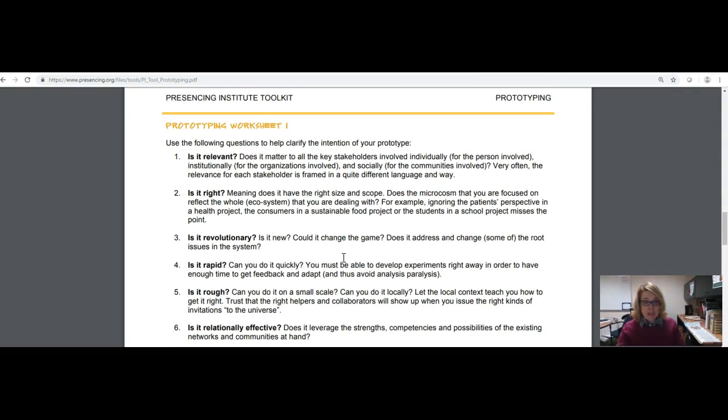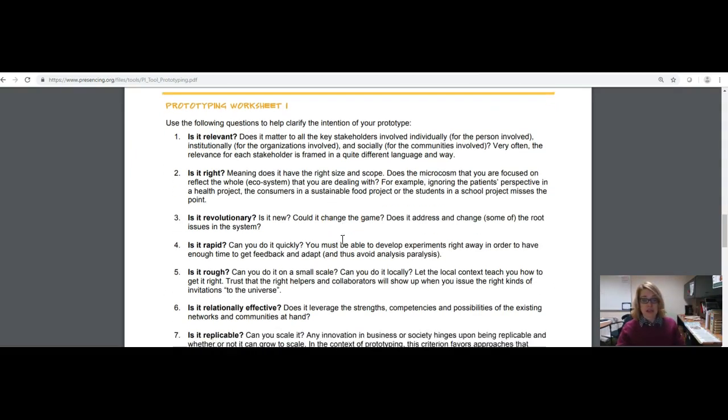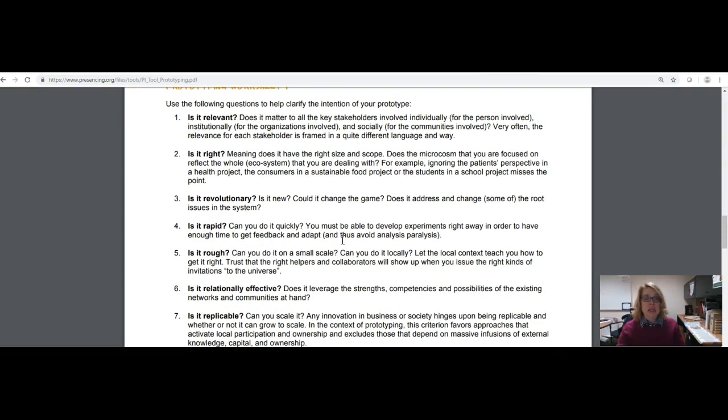But before you fill out the worksheet, I want you to ask yourself these questions and maybe make some notes. I'm not going to go through all of these, but this one I will say is the most important. Number one, is it relevant? Meaning the intention of your prototype. Is what I am trying to do here and to show on a miniature scale on the 9th, does it matter to all the stakeholders involved? And does it matter to society?